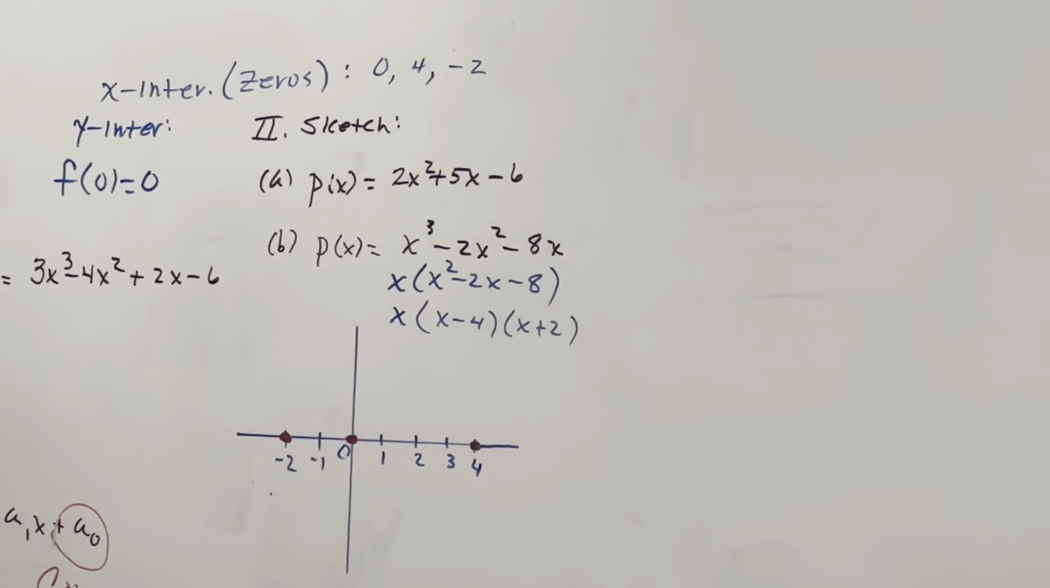Now plot that. So there's my zeros, my x-intercepts, my y-intercept. The x-intercepts are known as the zeros, not the y-intercept. 0, 4, -2 are zeros. Now, does anyone have an idea what this looks like? I'll tell you ahead of time, and I think you know: it's not a parabola, it's not a quadratic, it's a cubic.